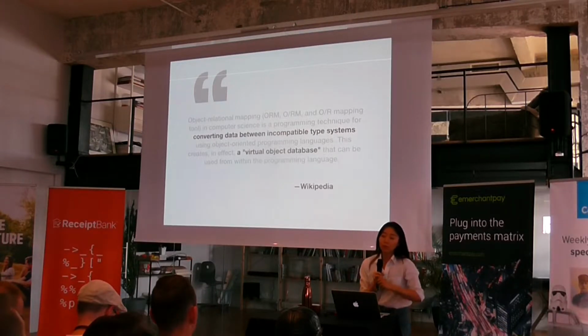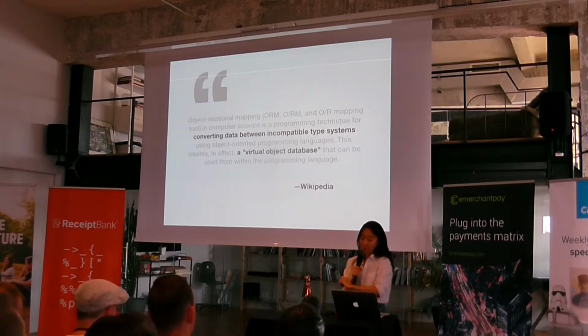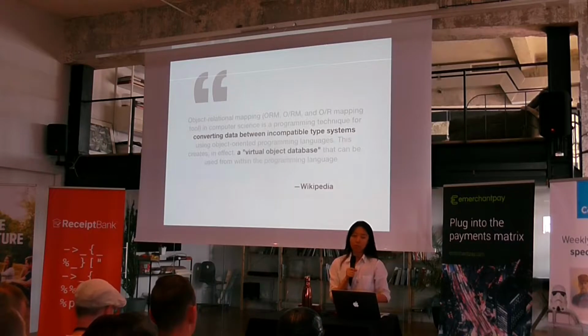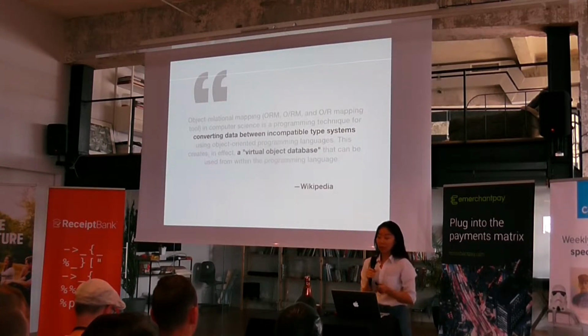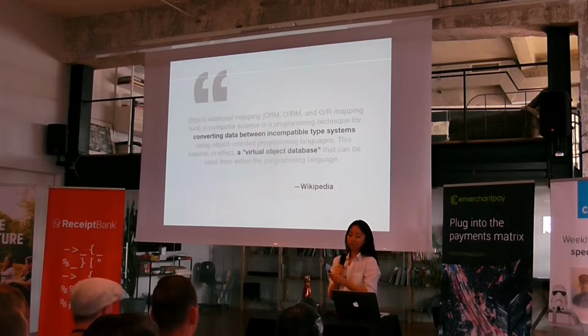ActiveRecord is the ORM that ships out of the box with Ruby on Rails, but it's also built to be a standalone module, so you can use it in a script if you really wanted to. You can use it with other types of frameworks. In particular, I've seen it used quite a bit with Sinatra.